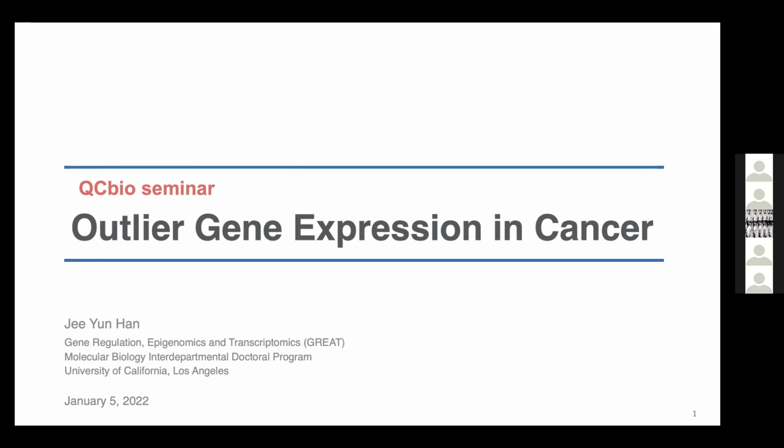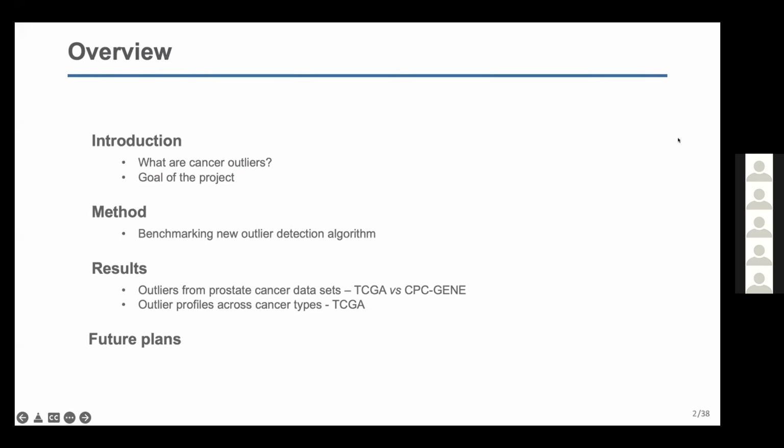Today I'm going to talk about my research project, which is about outlier gene expression in cancer. Overall, I want to first introduce my project, why I started it, and the goal I ultimately want to achieve. I developed a new method, so I want to introduce that, and I have some preliminary data using various cancer data sets, and I want to talk about the future plan.